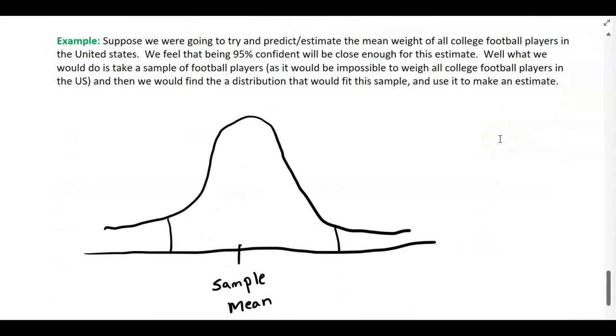Let's suppose that I'm trying to estimate the mean weight of college football players in the United States. And I feel that 95% confidence will be enough to cover this estimate. Well, I certainly can't do all of the college football players. It just won't be possible. But I could take a small sample of those college football players, and from that sample, I could find the sample mean.